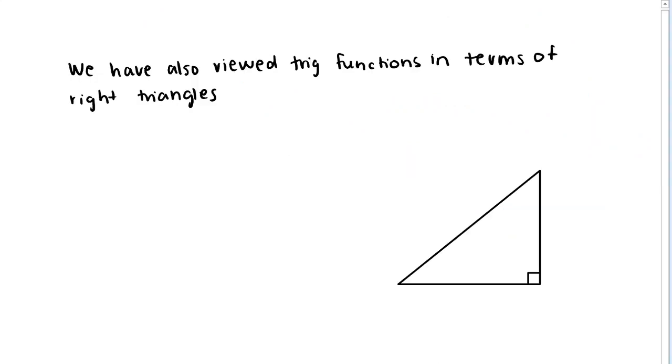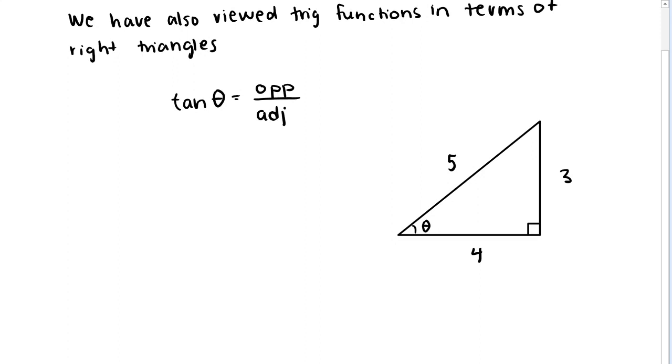So we've also viewed trigonometric functions in terms of right triangles. For example, our tangent function, if I took tangent of some angle, let's say here theta is this angle in this right triangle, well, it's the opposite side to that angle divided by the adjacent side to that angle. So here if this triangle was a 3, 4, 5 right triangle, then tangent of theta in this case is the opposite side length, 3, divided by the adjacent side length, 4. This is 3 over 4.